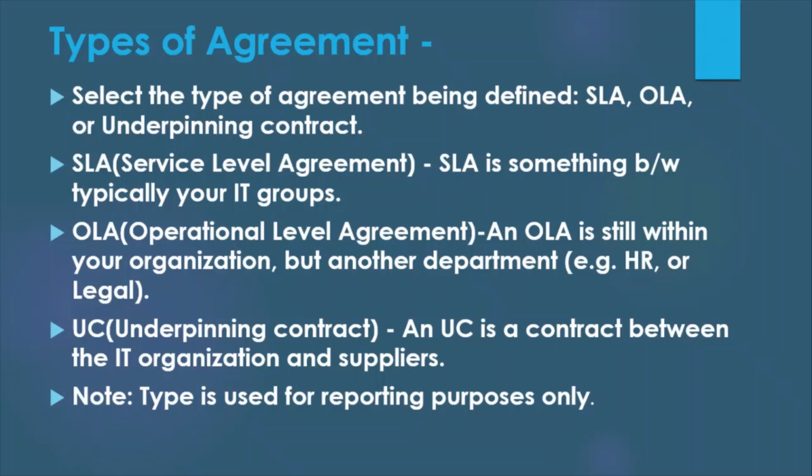Okay, so whenever we need to make an agreement, you have to select the type. So you can select SLA, OLA, or UC according to your requirement. The type is mainly used for reporting purposes, so we can have reports based on SLA type.